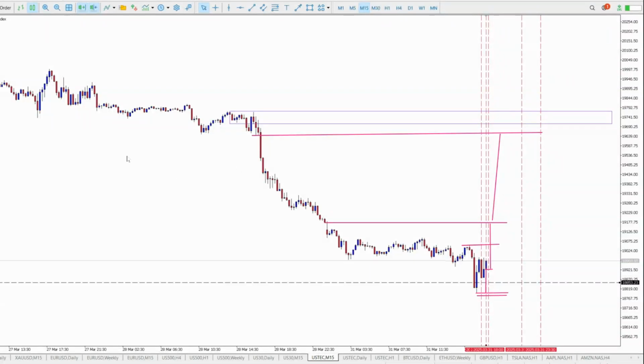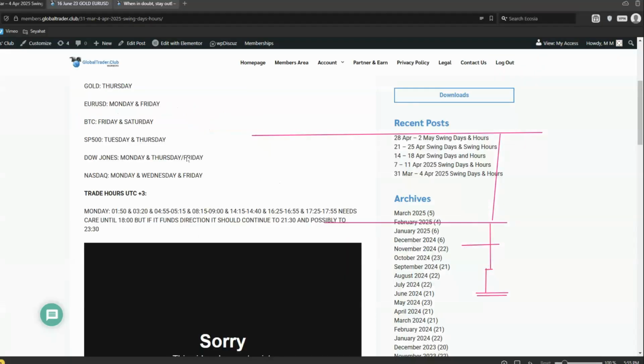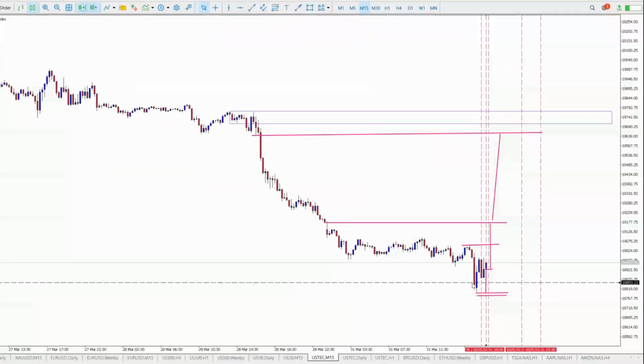And then I can check to myself, well, when is the next swing day? So if I also know the next swing days for NASDAQ, which is Wednesday and Friday, maybe we'll go up into Wednesday, sell Wednesday, and pull back into Friday. Okay, so that could be like a Wednesday, Friday.